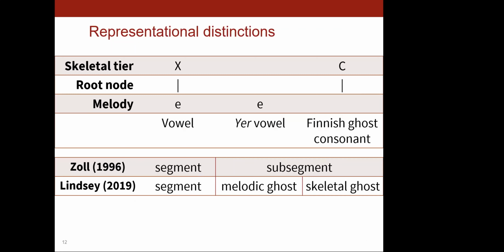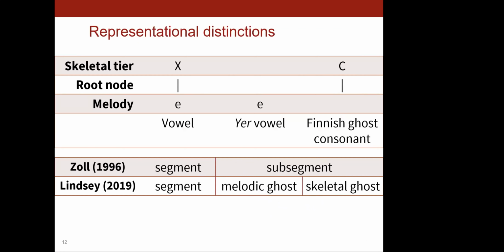So based on the typology of floating and latent ghosts, what Zoll finds is that this binary distinction between segment and subsegment is sufficient for the analysis of these ghost patterns. Today, what I'm going to show you is that this binary distinction between segment and subsegment is not enough to account for all the ghost element patterns of languages in the world. What we need is a further distinction, a representational distinction between a melodic ghost and a skeletal ghost.